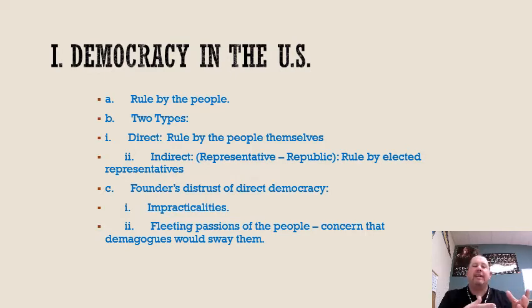There's no CNN, there's no Fox News, there's no internet that provides them with constant updates as to what's happening in the world, right? Instead, things travel much, much slower, and so they're far less informed than what we have the opportunity to be today. And so the founders would have been fearful that their passions, their excitement could have superseded their logic or their understanding because they might not have been well informed on an issue.